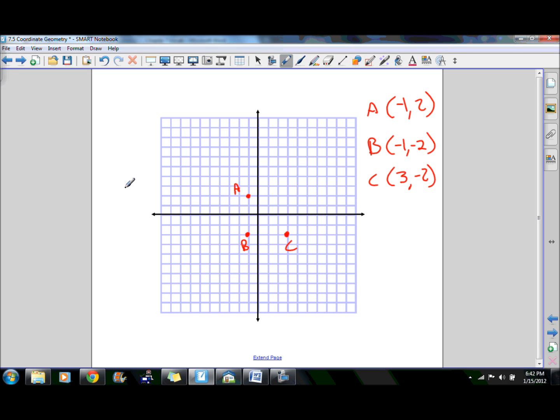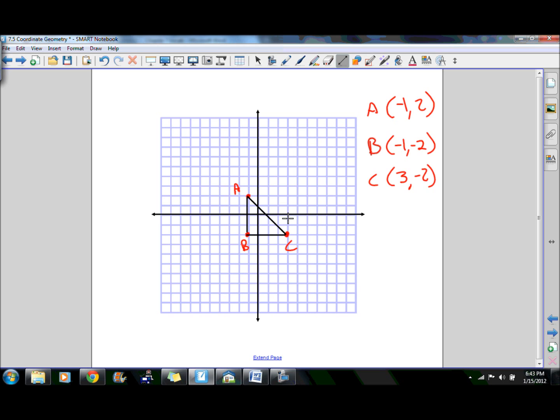So, a couple things that we have here right away. We've got A, B, and C as points, and I've graphed them here. This is the point -1, 2. This is the point -1, -2. And this is the point 3, -2. And it asks us to connect all of these points. So that's what I'll do here. Okay, so I connect them all. And it wants to know the midpoint of each of these.